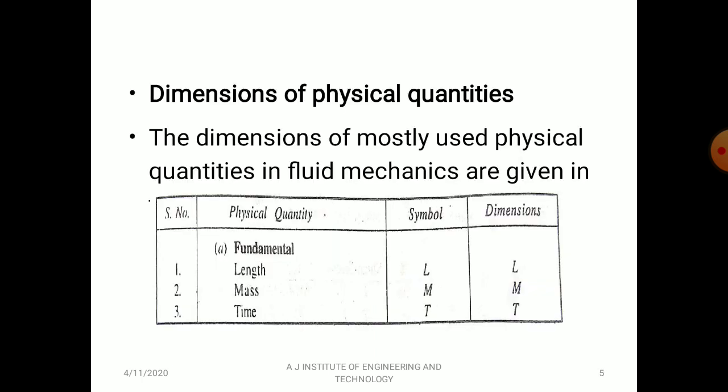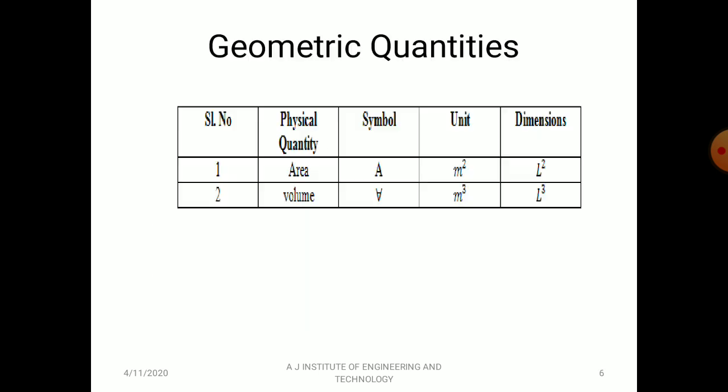Now let us go for dimensions of physical quantities. The dimensions of most commonly used physical quantities in fluid mechanics are as shown in the table. So first fundamental quantity, that is length, represented by capital L, dimension is L. The second one, mass, represented by symbol M, dimension is capital M. Then time, represented by symbol T, dimension is capital T. These are fundamental quantities or primary quantities.